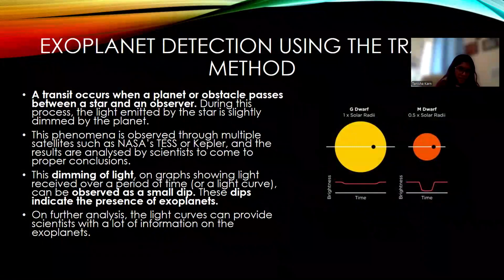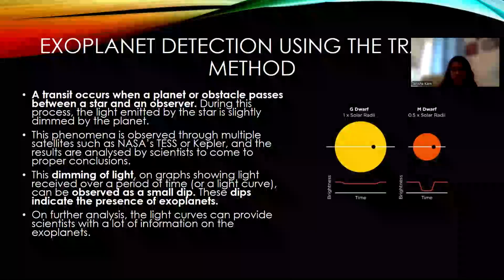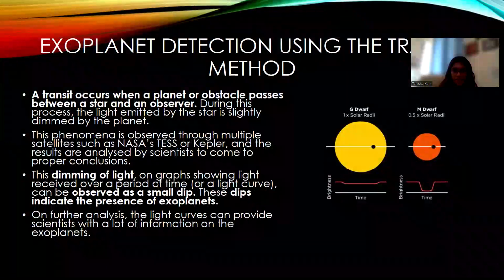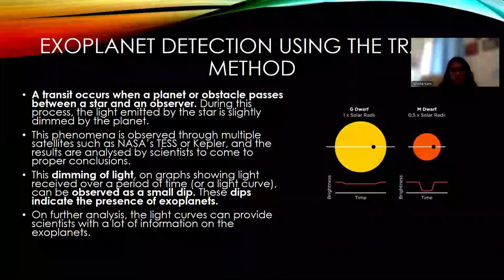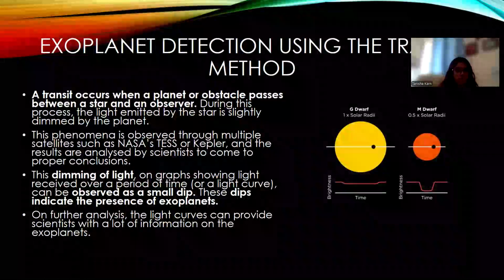So what is a transit exactly? A transit is the phenomenon that occurs when a planet or an obstacle passes between a star and an observer. During this process, the light emitted by the star is perceived as less by the observer. It gets dimmed, you could say. And the dimming of light can be plotted on a graph of brightness versus time. And this graph is known as a light curve.